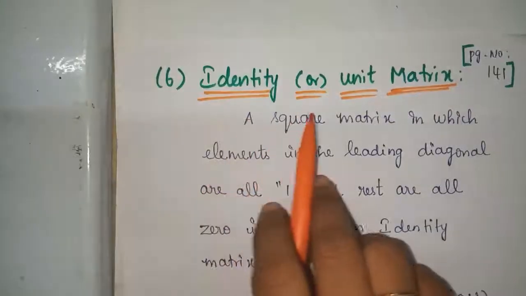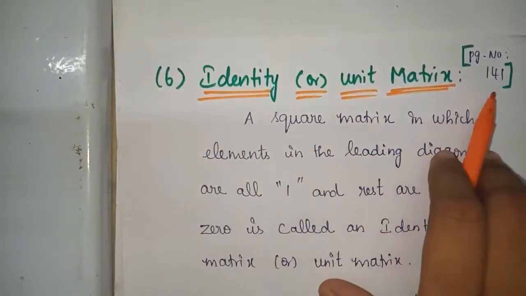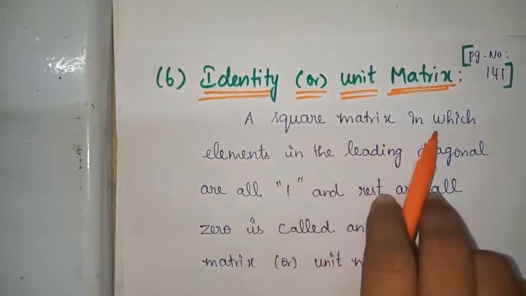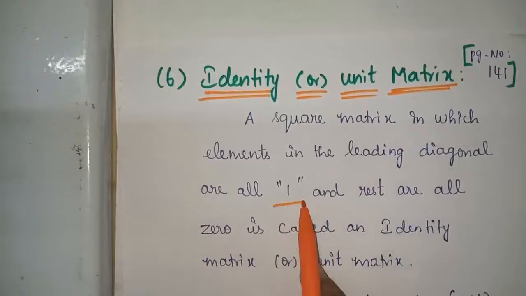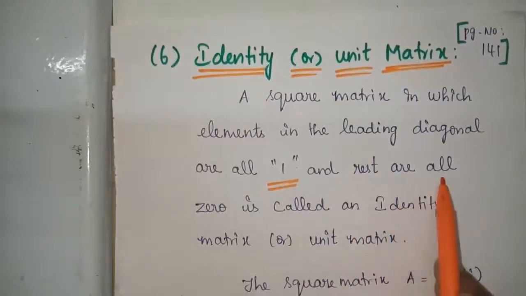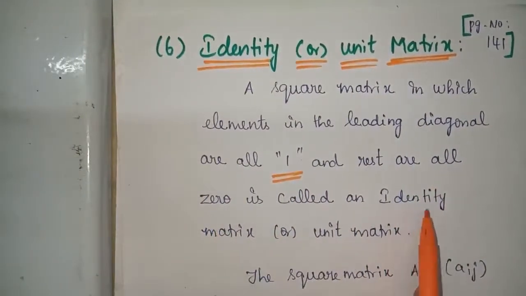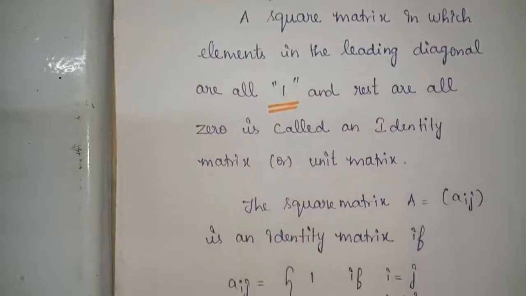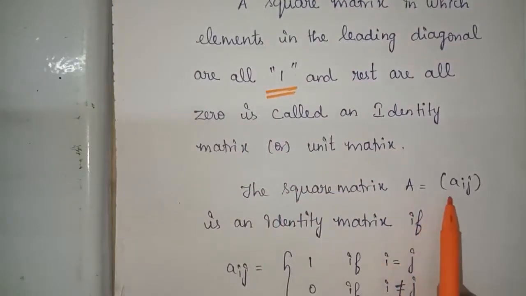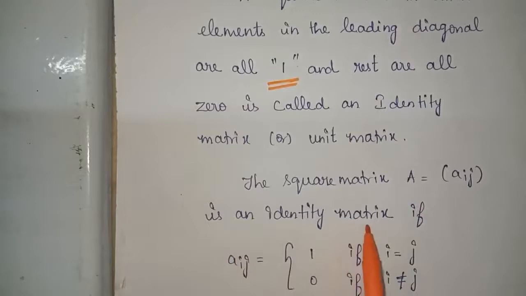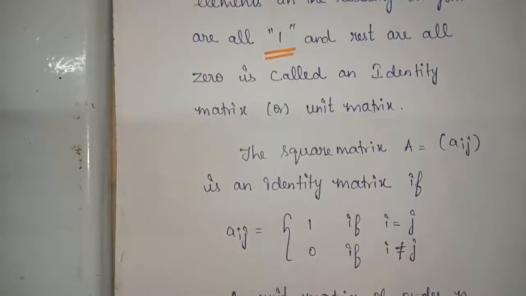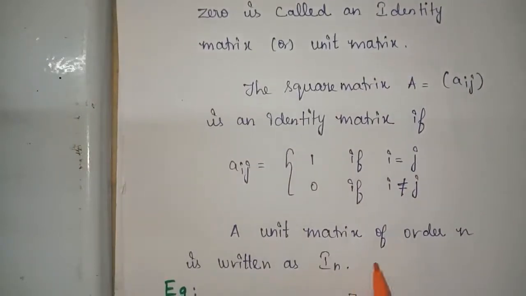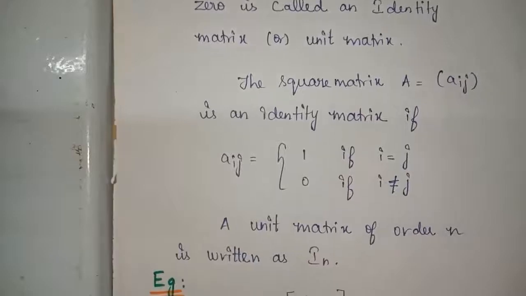Sixth one, identity or unit matrix, page number 141. A square matrix in which the elements in the leading diagonal are all 1 and the rest are all 0 is called an identity matrix or unit matrix. A square matrix A = [aij] is an identity matrix if aij = 1 if i is equal to j, and 0 if i is not equal to j. A unit matrix of order n is written as In.